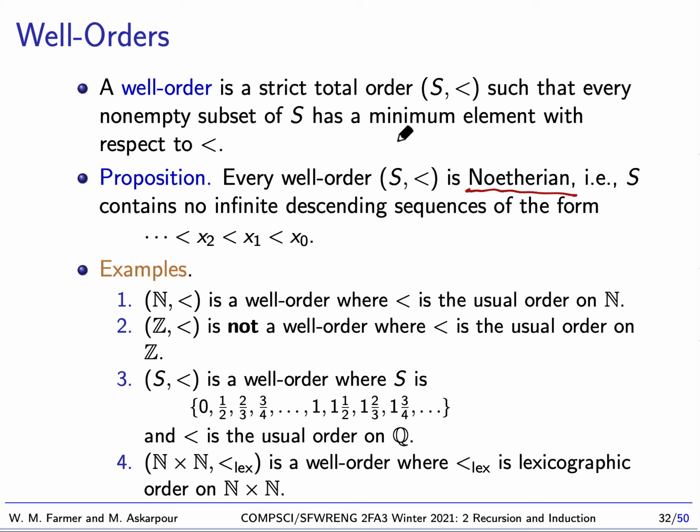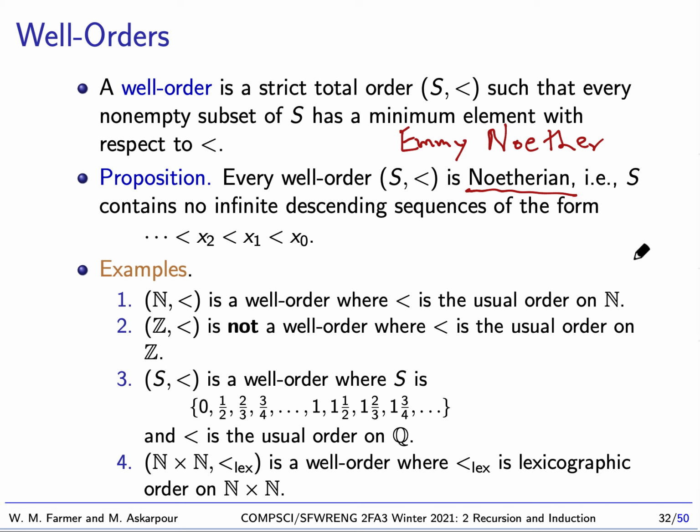So remember, Noetherian is named after the very famous mathematician Emmy Noether. Famous because she was a woman, and at the time she was a mathematician, women were considered not capable of doing serious mathematics. Anyway, every well order has this property of being Noetherian.